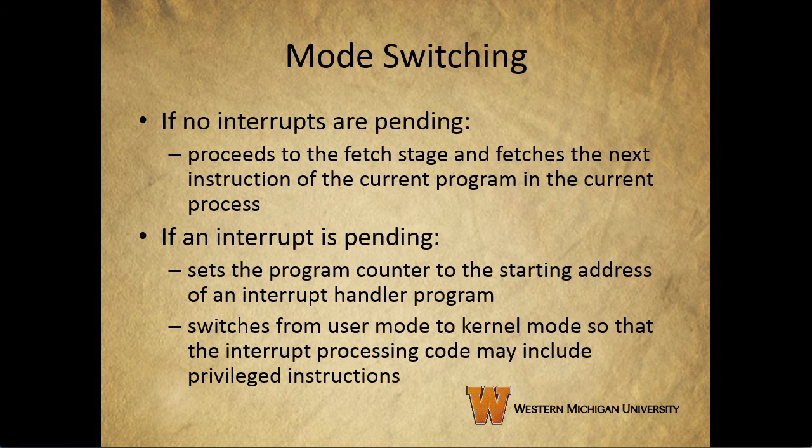Now, let's think back to our user mode and kernel mode processes. We can switch back and forth between these depending on what's going on. So let's talk about when we're going to switch from user mode to kernel mode in a process. Now, if there are no interrupts pending, we're basically okay. We can proceed to the fetch stage and fetch the next instruction of the current program in the current process. If, however, we do have an interrupt pending, we set the program counter to the starting address of an interrupt handler program and switch from user mode to kernel mode so that the interrupt processing code can include privileged instructions, which, recall from previous slide, only the kernel mode processes are allowed to execute.